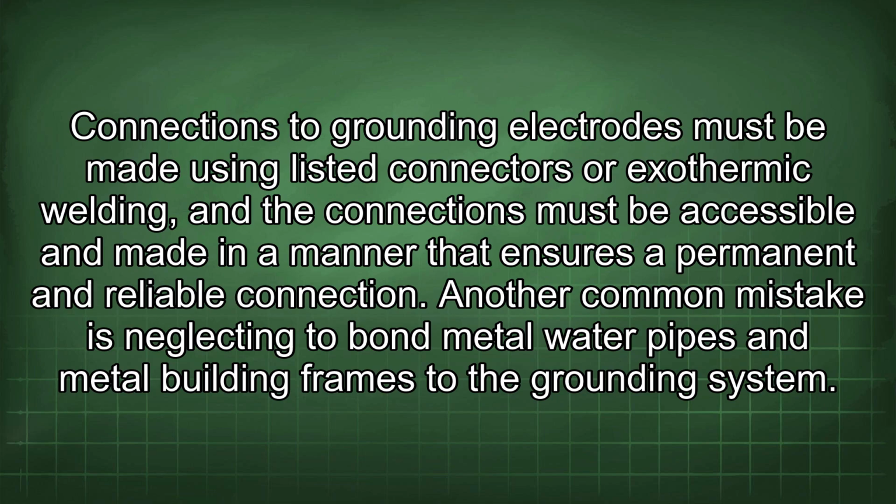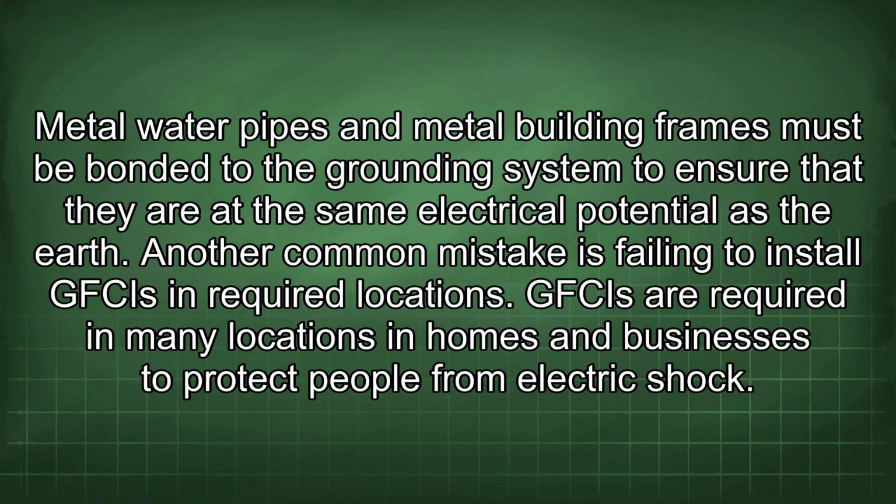Another common mistake is neglecting to bond metal water pipes and metal building frames to the grounding system. Metal water pipes and metal building frames must be bonded to the grounding system to ensure that they are at the same electrical potential as the earth. Another common mistake is failing to install GFCIs in required locations. GFCIs are required in many locations in homes and businesses to protect people from electric shock.